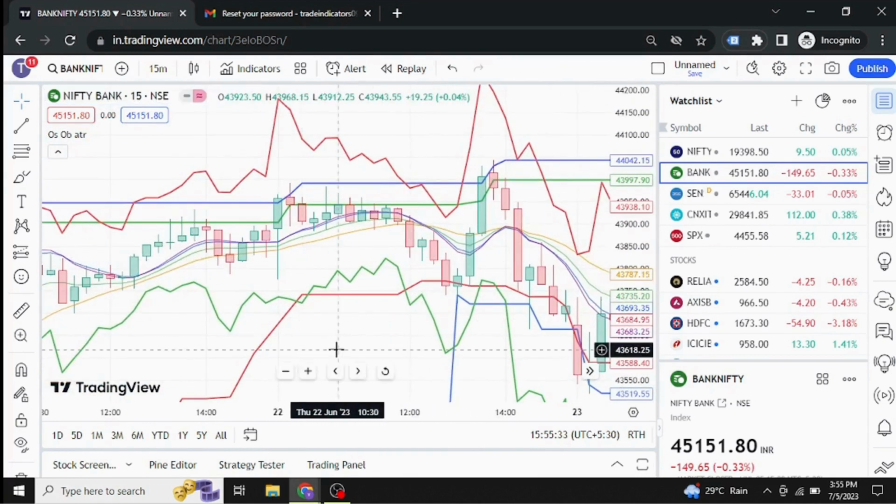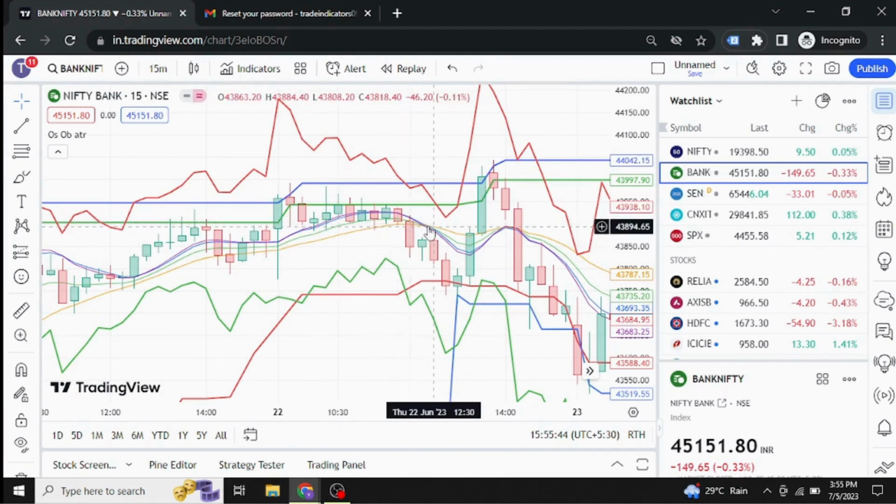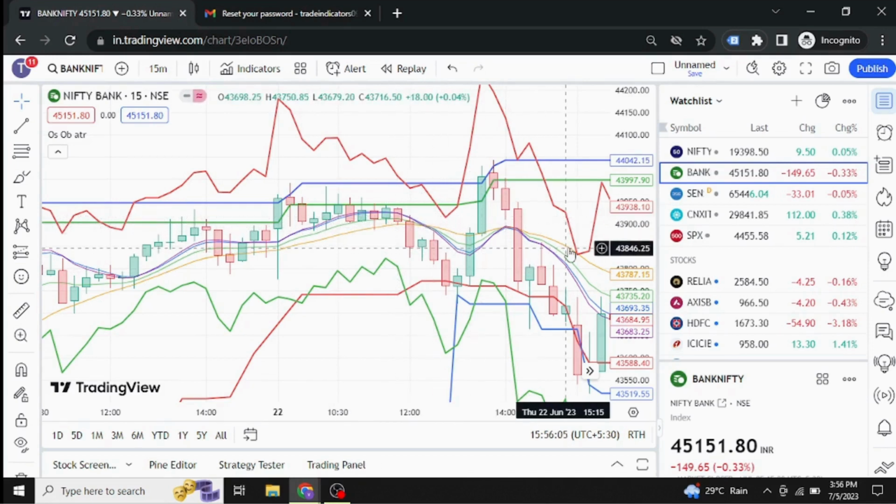If you see over here, you can check what I said, that when they are very close to each other, very, very close, then the trend changes. They are actually mixing over here with each other. So this is how the trend changes.